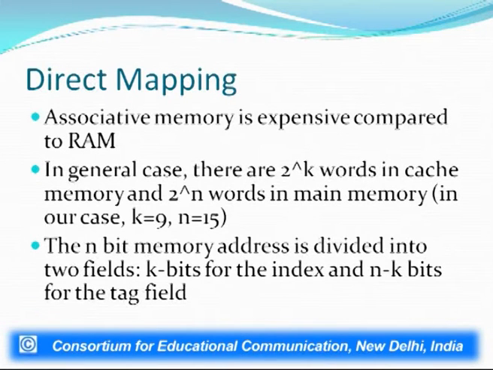Now, we talk about direct mapping. Associative memory is expensive compared to RAM. In the general case, there are 2 to the power k words in cache memory and 2 to the power n words in main memory. In our case, k is 9 and n is equal to 15. The n-bit memory address is divided into 2 fields: k bits for the index and n minus k bits for the tag field.